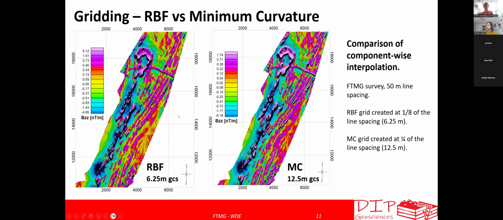So in this case, you see, well, at this scale, they both look okay. I don't really see a great difference. The main difference would be that with RBF, I'm getting to a smaller cell size without the need to go to full tensor.